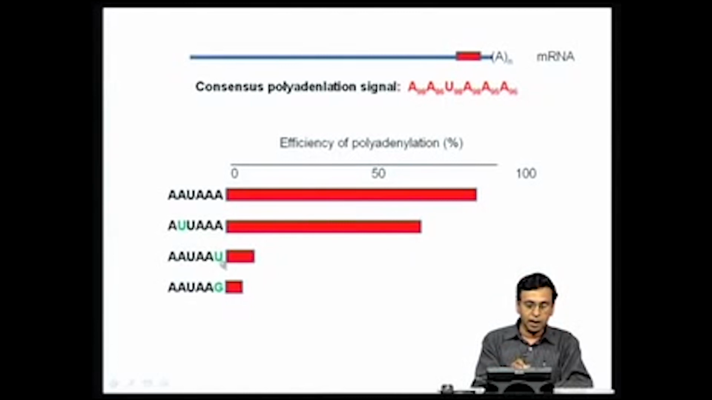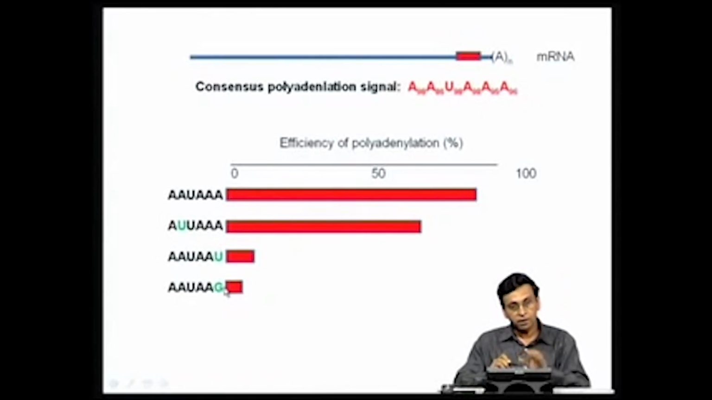Similarly, if you now mutate the last A residue to U, there is a dramatic drop in the polyadenylation efficiency. Similarly, mutation of A to G also results in a dramatic decrease in the efficiency of polyadenylation, clearly indicating that this sequence AAU-AAA is very essential for efficient polyadenylation of eukaryotic messenger RNA. And as we go along, we realize that one of the polyadenylation protein binding factors actually recognizes the sequence, and this is the first signal for polyadenylation of messenger RNA.